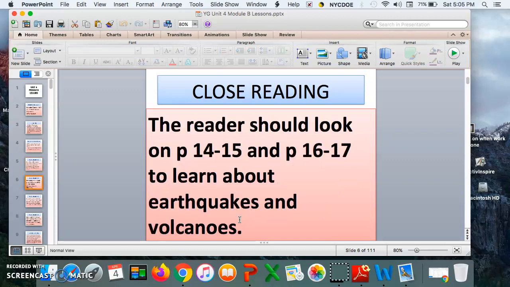If you went to the content page of the book, you would realize that the reader should look on page 14 to 15 and page 16 to 17 to learn about earthquakes and volcanoes. And this is where you would find the answer for that question.